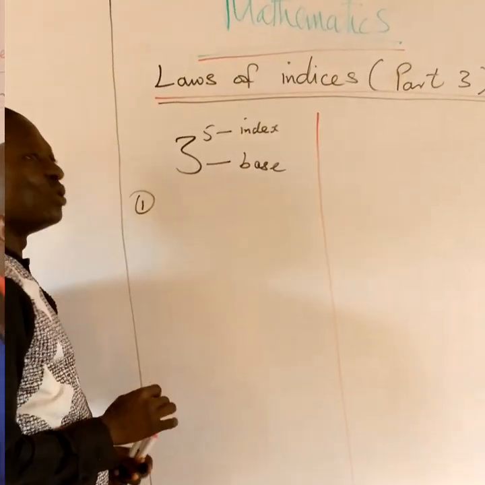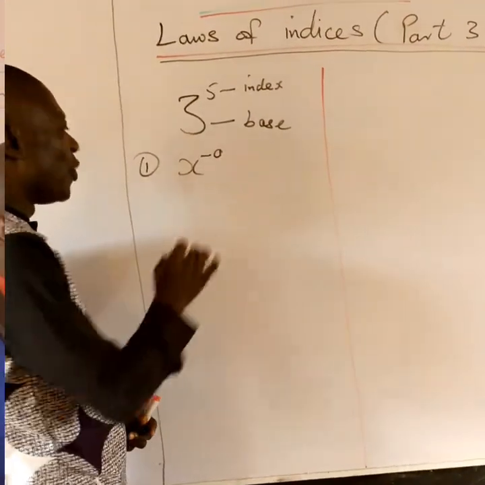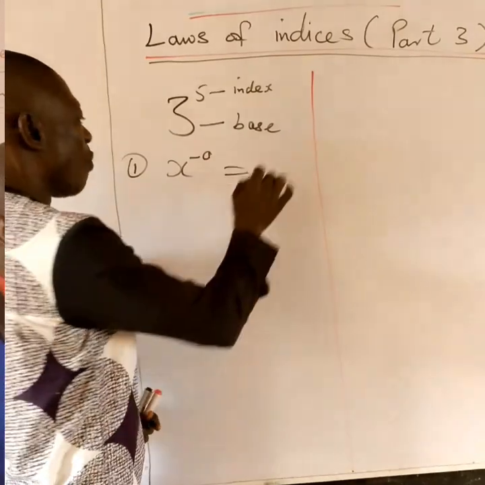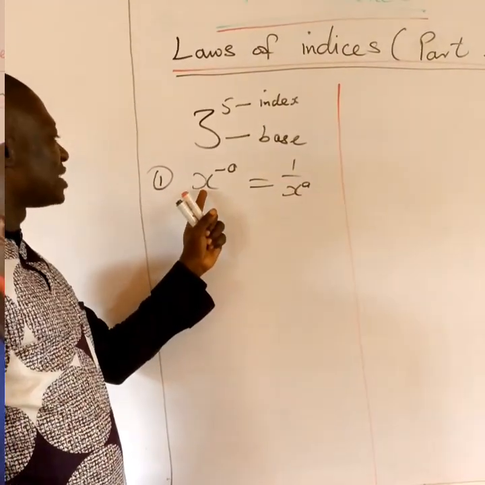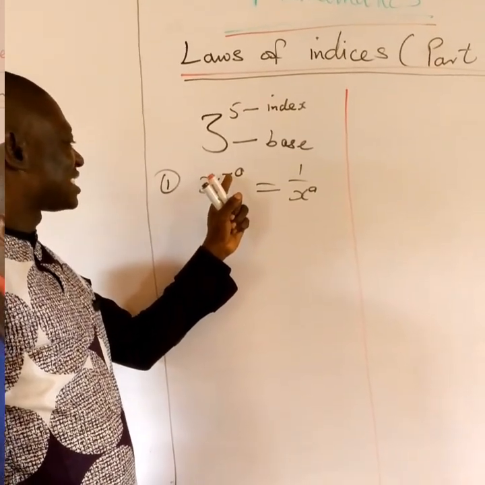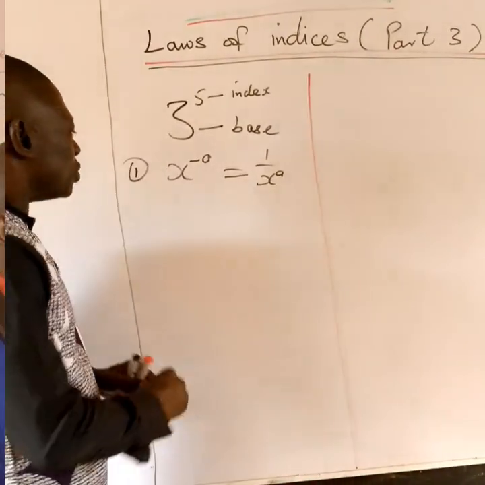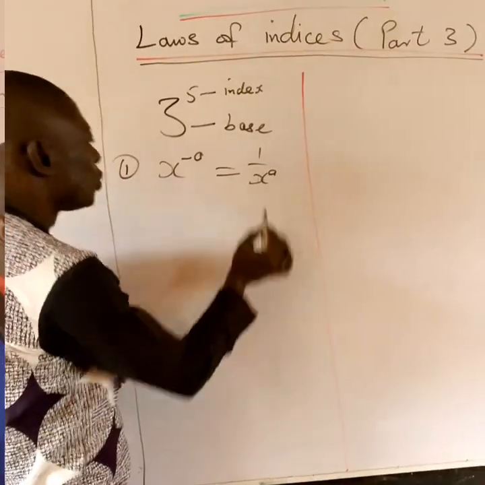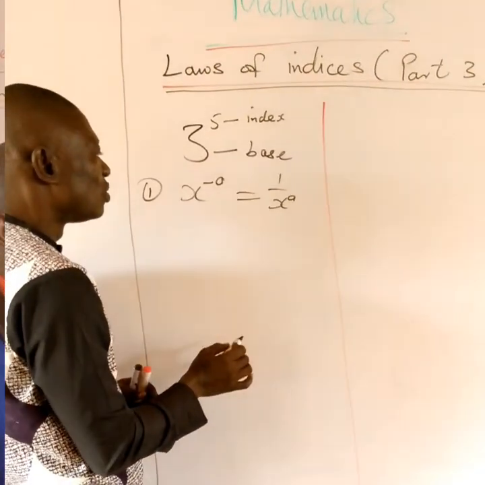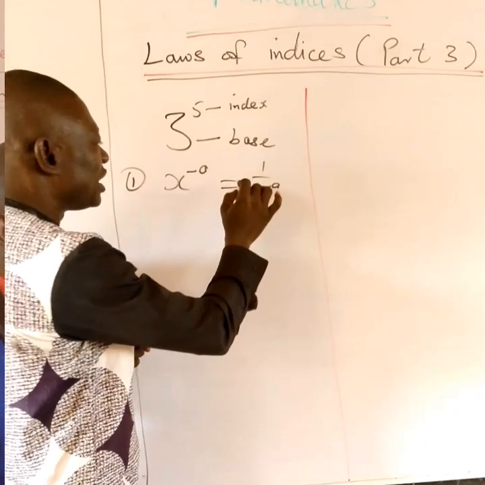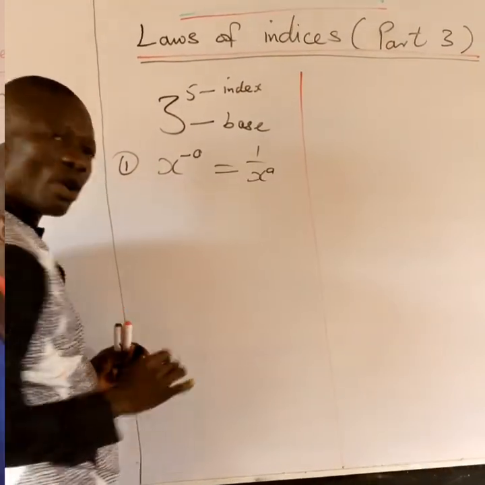Law number 1 we want to look at is x raised to power minus a, which is given to be 1 over x raised to power a. What does it mean? When we have a base x and we have the index minus a, the law is saying, don't worry. Draw your dividing line, put 1 on top as numerator, and let the negative sign go. Immediately you write 1 on top.